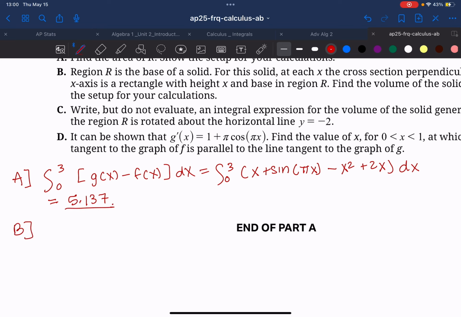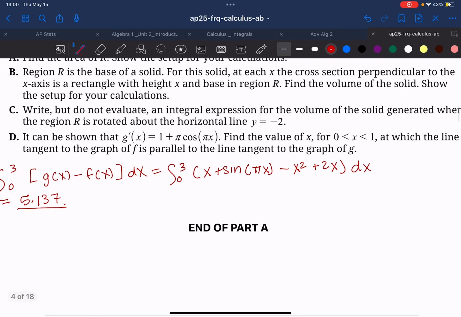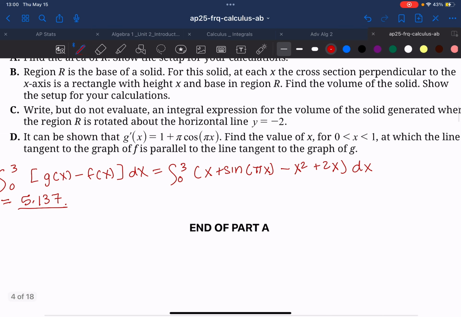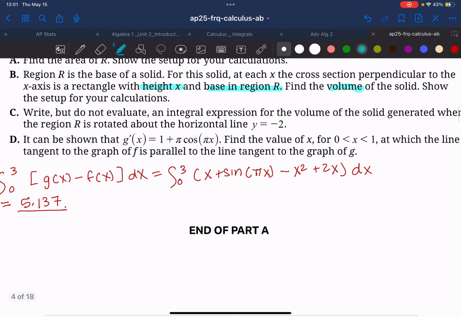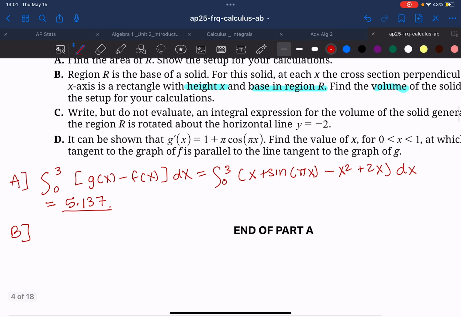Part B says region R is the base of a solid. For this solid, at each x, the cross-section perpendicular to the x-axis is a rectangle with a height x and a base in region R. Find the volume of the solid. Show the setup for your calculations. Okay, so we know that in part A, we found the area.